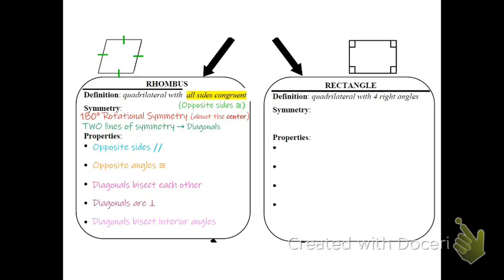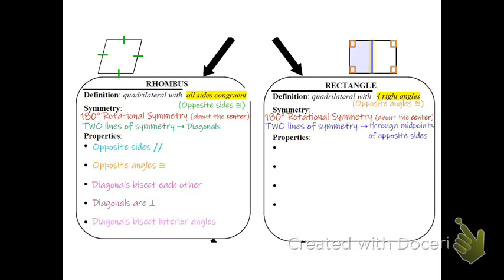Now for the rectangle, we know that it's a quadrilateral with 4 right angles, which by extension means opposite angles are congruent from the parallelogram. We'll show that with the boxes to show right angles. It has the rotational symmetry, which comes from the properties of the parallelogram from above, so 180 rotational symmetry. But now the lines of symmetry are going to be found by connecting the midpoints of opposite sides. Where they meet, that's going to be the center.